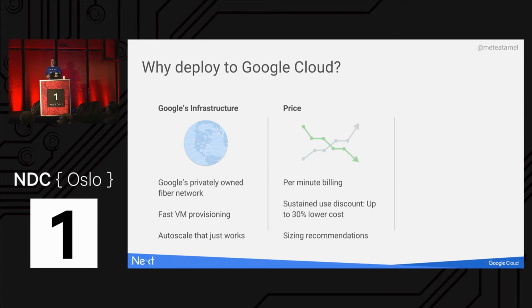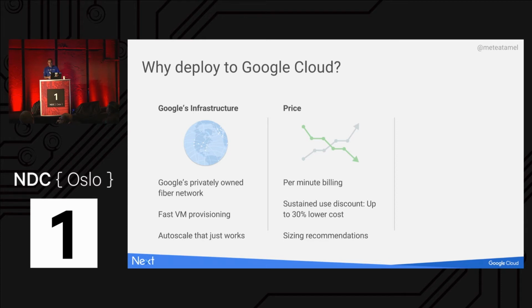So the base price at Google is as competitive as it can be. But we also build features to make it even cheaper for everyone. For example, if you run a VM, virtual machine in Google Cloud, we charge per minute. So if you use a virtual machine for 10 minutes, you get charged 10 minutes. You don't get charged for the whole hour. If you use a VM for the whole month, then you get 30% discount by default. You don't have to do anything, you just get that.